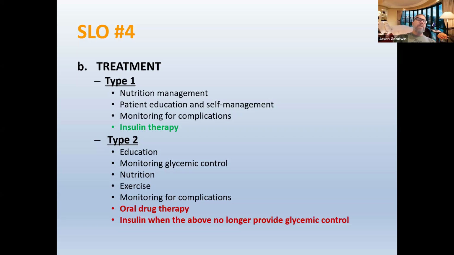Type 2, that's something that you find out when you go to your primary care physician usually, or maybe you go to the hospital for something else and they test it and they tell you that you have it. Education is huge. Nutrition is huge. Monitoring your glycemic control is great. Exercise is going to help you. And then keeping an eye on monitoring for complications, just like type 1. But sometimes we can use oral drug therapy and also insulin if necessary.